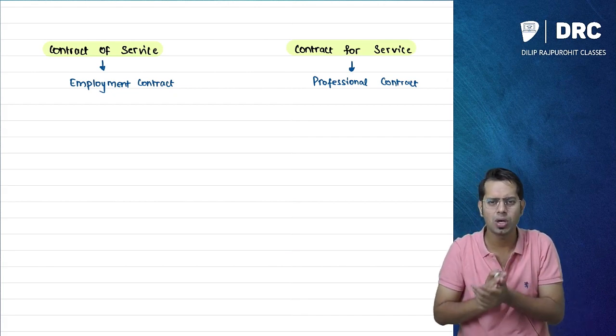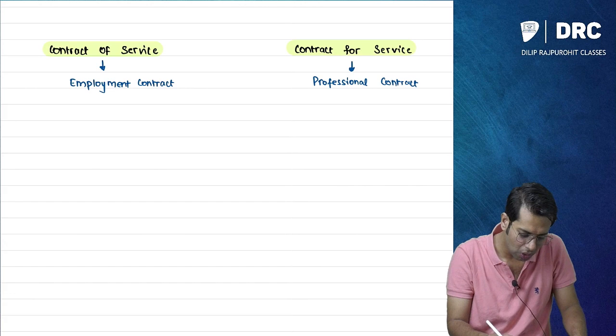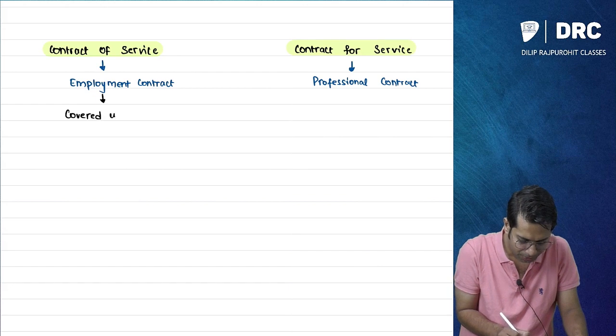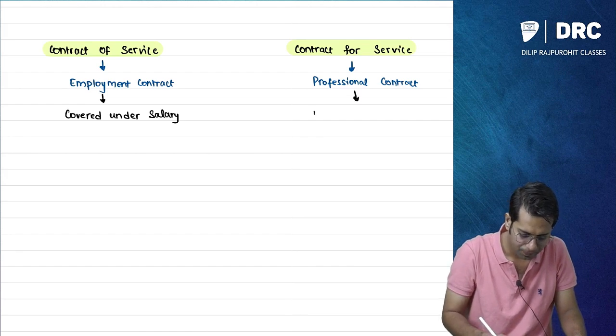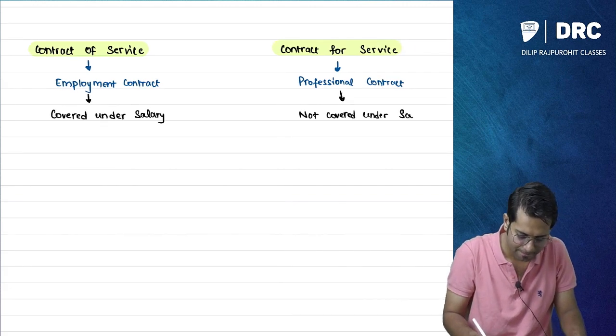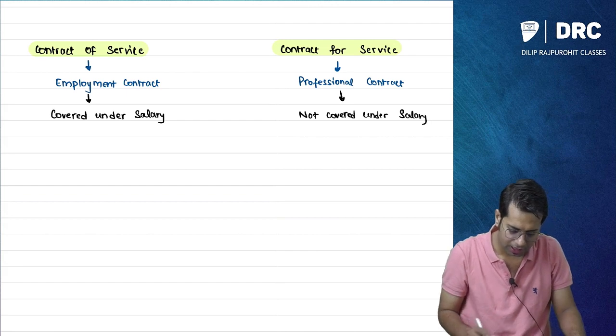Now this is not covered under salary. So can I say contract of service is covered under salary, and this contract for service is not covered under salary? I hope you have understood the difference. It is not covered under salary.